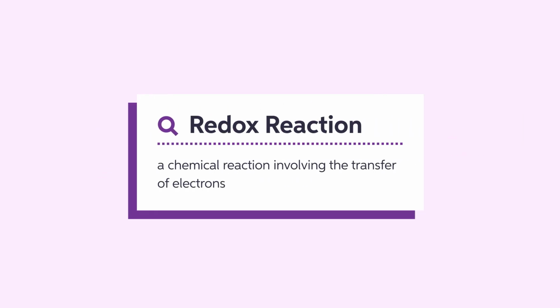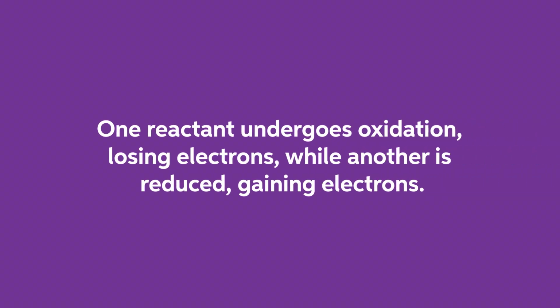Oxidation-reduction, or redox reactions, involve the transfer of electrons from one chemical substance to another. Two things happen in a redox reaction. One reactant undergoes oxidation, losing electrons, while another is reduced, gaining electrons. Electrons are negatively charged, so gaining them lowers an atom's overall charge.